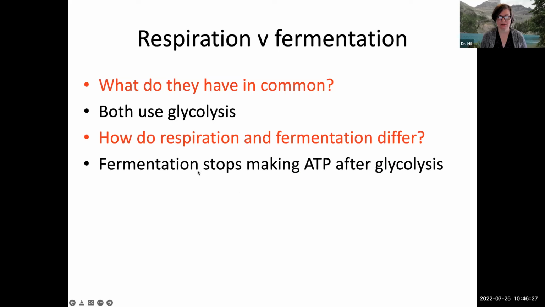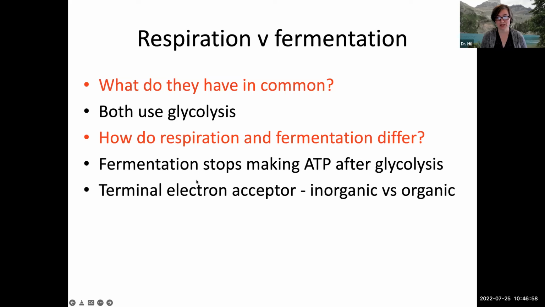Fermentation makes no further ATP after glycolysis and does not go through the Krebs cycle. Remember that you make some ATP in the Krebs cycle as well by substrate level phosphorylation, just a little bit. So that doesn't happen. And you make a lot of ATP in the electron transport chain by oxidative phosphorylation. That doesn't happen. So it's not that fermentation stops exactly at the end of glycolysis, but it does stop making ATP. And then to be considered fermentation, what happens next is 1 or 2 additional reactions to sort of tidy things up.